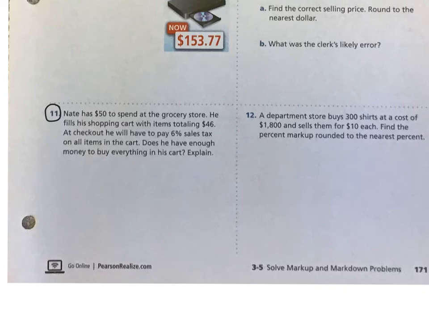What is the first thing that we need to do to determine if he has enough money to buy everything in his cart? Remember, the items in his cart currently total $46, and he has to pay 6% sales tax. What is the amount of sales tax that Nate will have to pay for those items?